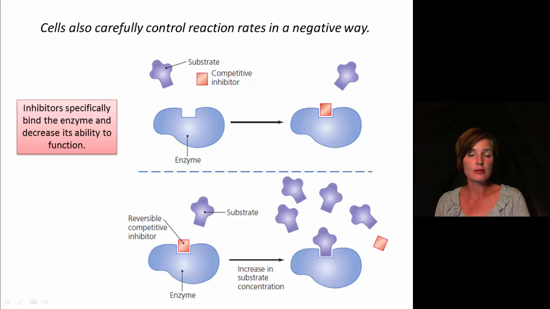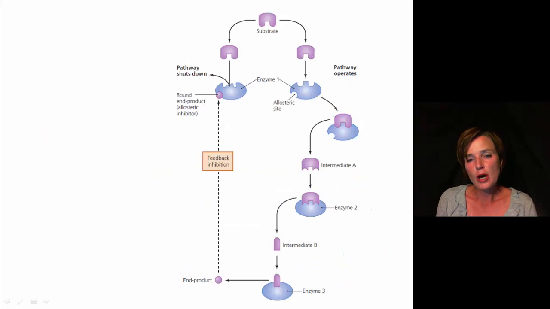the substrate has a better chance of getting into the active site, and when it gets into the active site, we will have this particular reaction happening again. So this substrate molecule is going to be bound by an enzyme, and this enzyme is going to convert it into an end product. And we can see that happening down the side of this diagram.